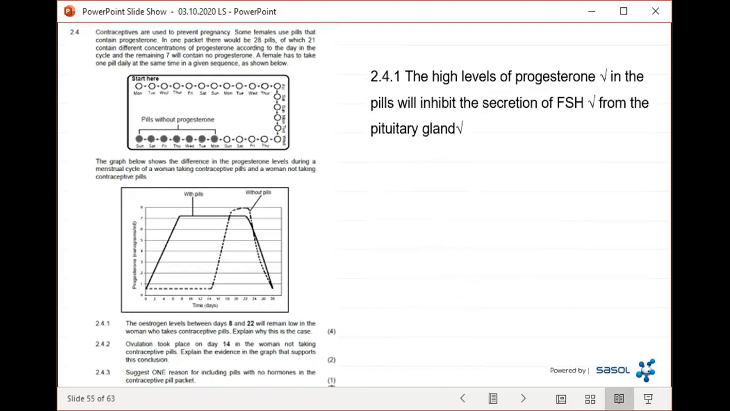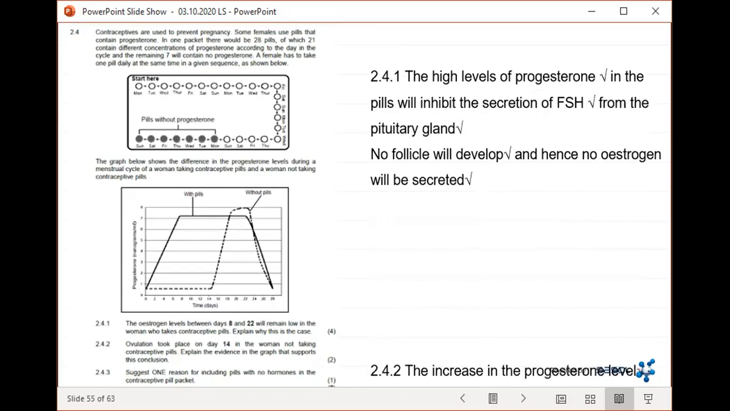So firstly, the high levels of progesterone in the pills will inhibit the secretion of follicle stimulating hormone from the pituitary gland. And you guys can see how the marks are allocated right there. If you mention that no follicle will develop, you get your mark, and hence no estrogen will be secreted, you'd also get a mark right there. So the maximum number of marks that you can get for question 2.4.1 is 4 marks.